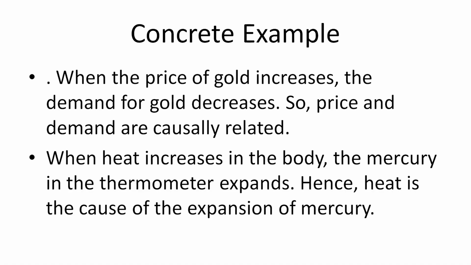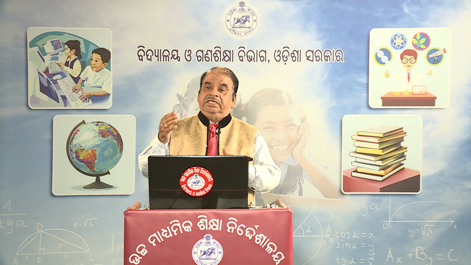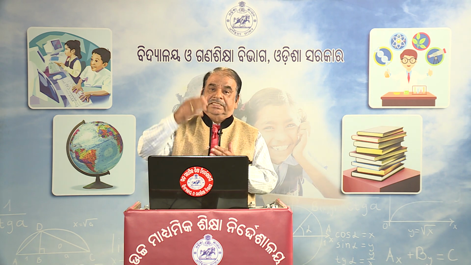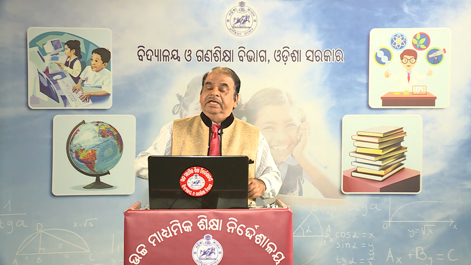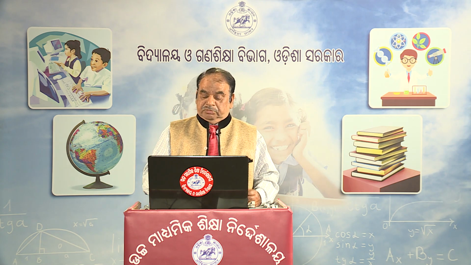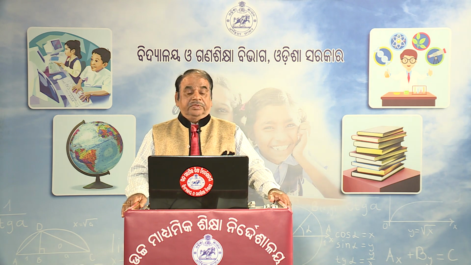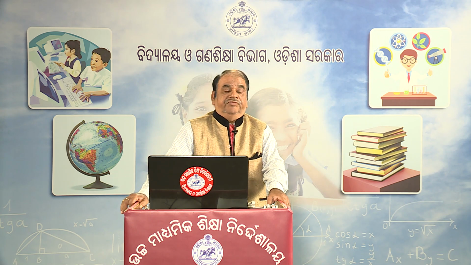Now, coming to another example: when heat increases in the body, the mercury in the thermometer expands. Hence, heat is the cause of the expansion of the mercury. So, here also we can find the variation between the increase and decrease of heat in the body and the increase and decrease of the level of mercury in the thermometer. So, these are the concrete examples of the method of concomitant variation.